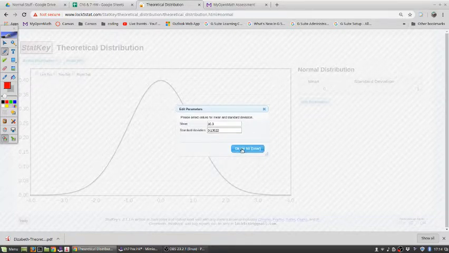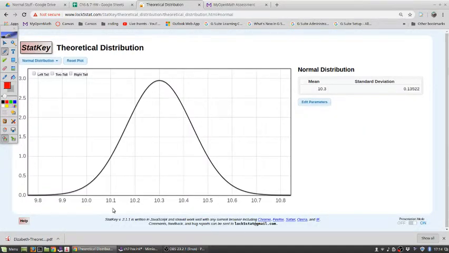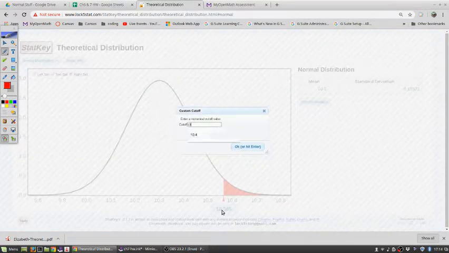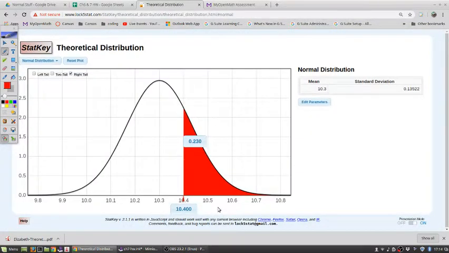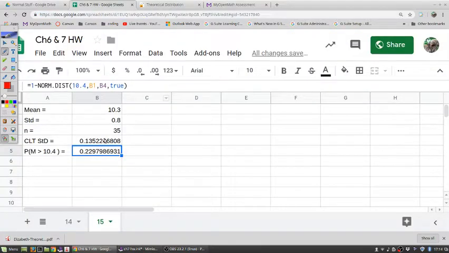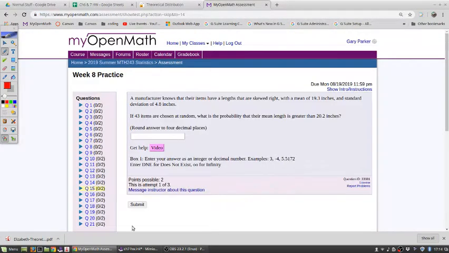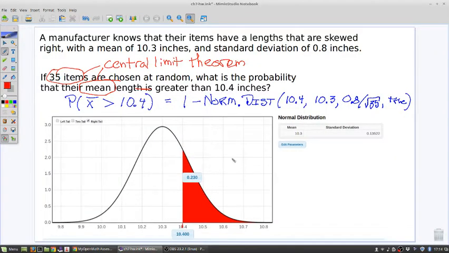So 0.13522. What that does is it rebuilds the scale for the normal distribution to have the right center and the right spread. And now I can go for a right tail and set the x value to 10.4. And the nice thing here is StatKey draws that picture. So you want to get in the habit of drawing these pictures too to kind of confirm what you're talking about. So I'm going to do that next. So I have about 23%, which is what the spreadsheet said. So often I'm going to do this a couple of different ways to confirm I have it right. And that's what I have summarized over here.